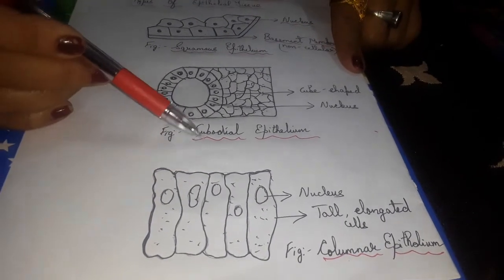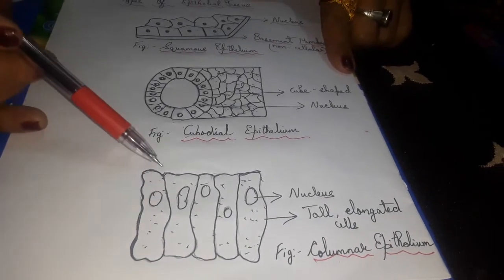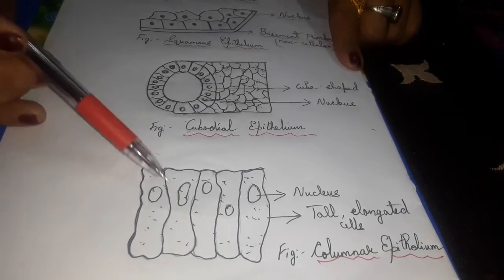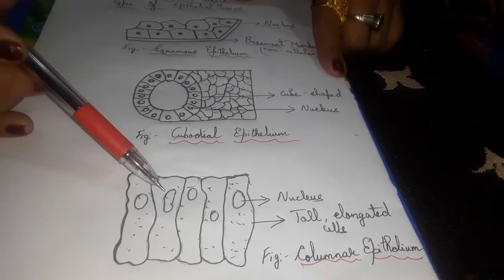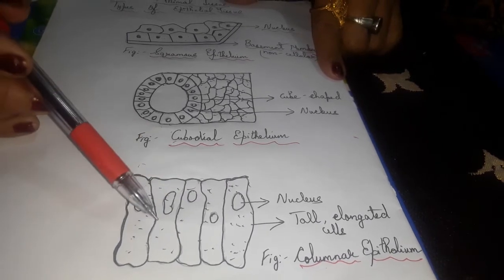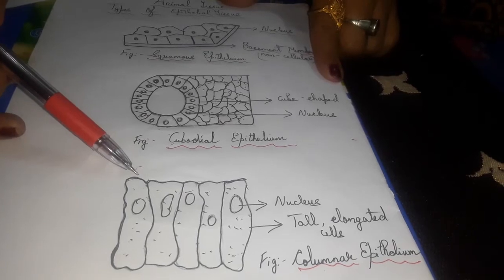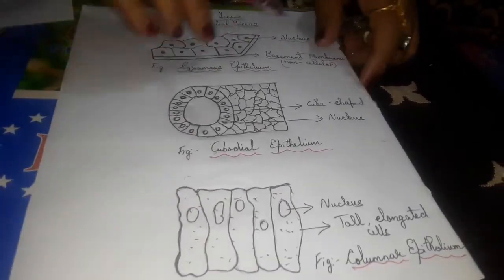From the name itself, you can understand that these cells are column-like. That means they are tall, elongated, as you can say, and the nuclei are prominent. They again can be of two types. If they possess cilia, then they are called columnar ciliated epithelium. I'll show you the diagram here.